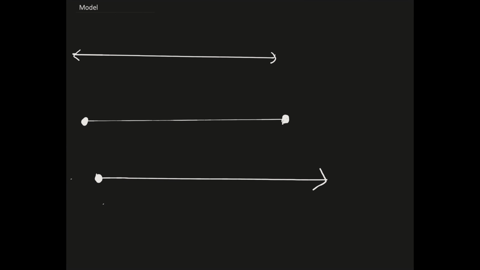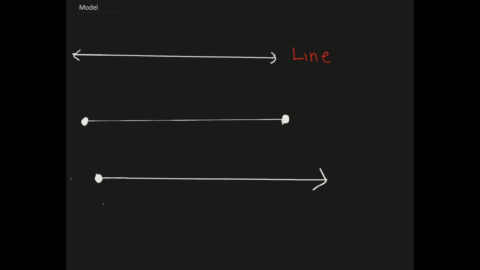Number 1, the first thing we're going to do is show you a model. They're going to show you all these different things. There's a line, right? We all know what that is. These arrows represent that it goes on forever. So this is a line.